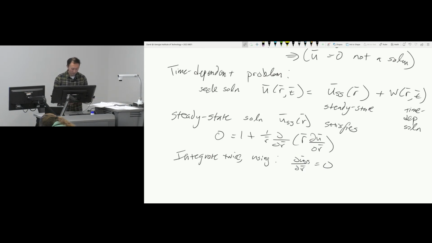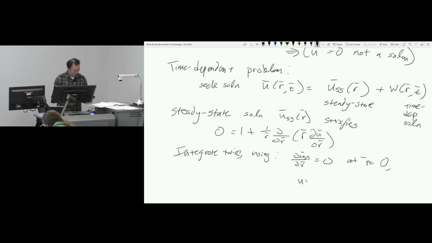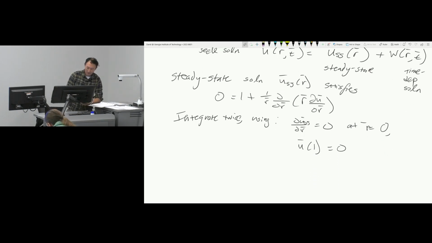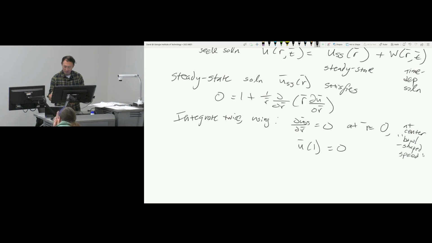That basically looks like a bowl, so that the gradient of velocity is 0 at the center. That's basically what this says. And the velocity at the edge is no slip. The other thing about using dimensionless units is that the edge of the tube is not some arbitrary r naught. It's just 1. So this is at the center. This means it's a bowl-shaped velocity, and this is no slip.